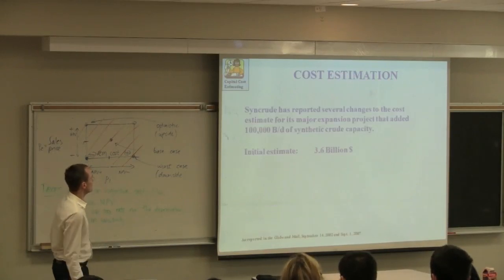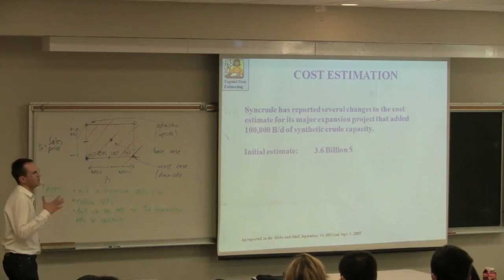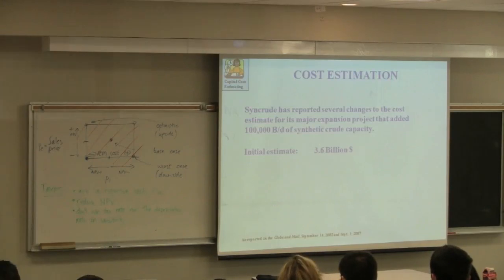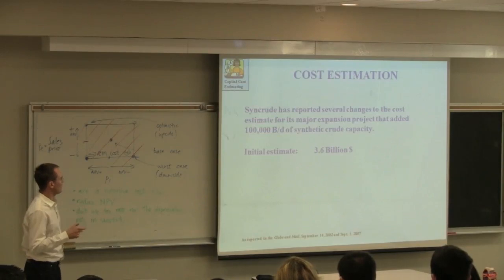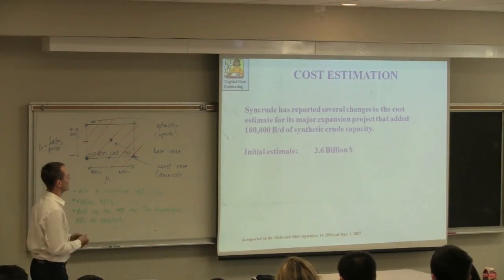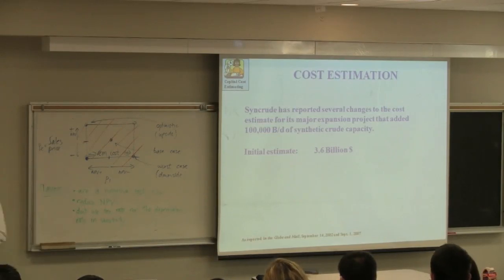So they've been around since the 1960s, but then in 2002 there was a plan to expand a substantial part of their operation up there. This added expansion would provide them about 10,000 barrels per day. That's 16,000 liters cubed per day of crude. That was their initial estimate of the project's cost, $3.6 billion.